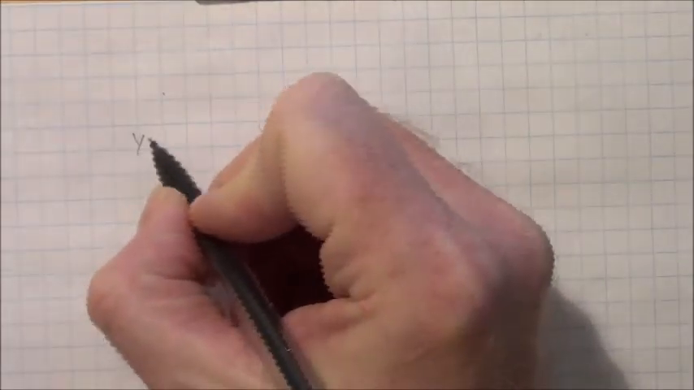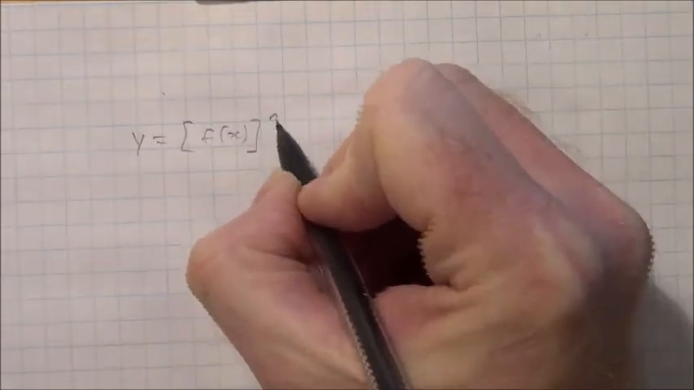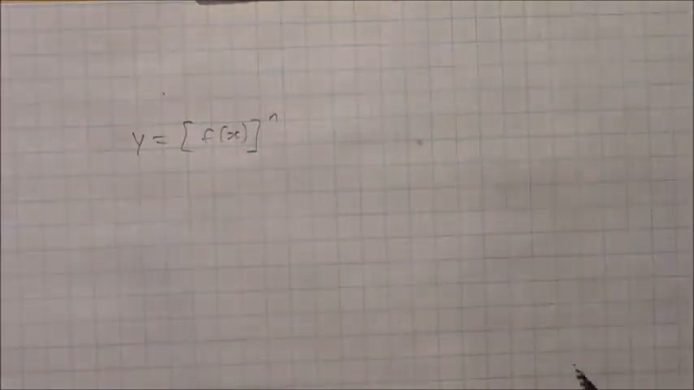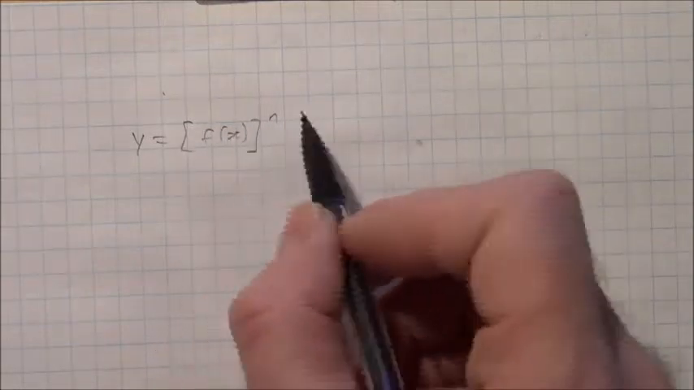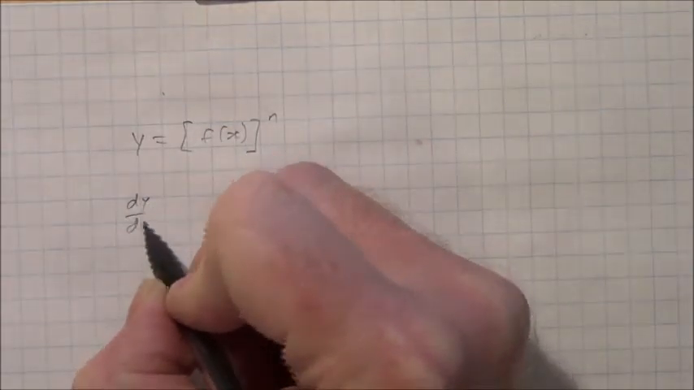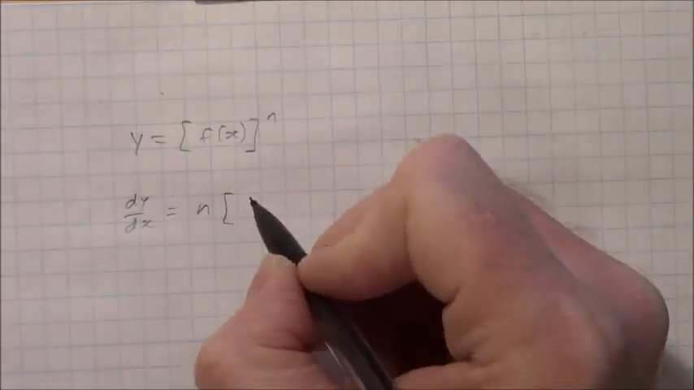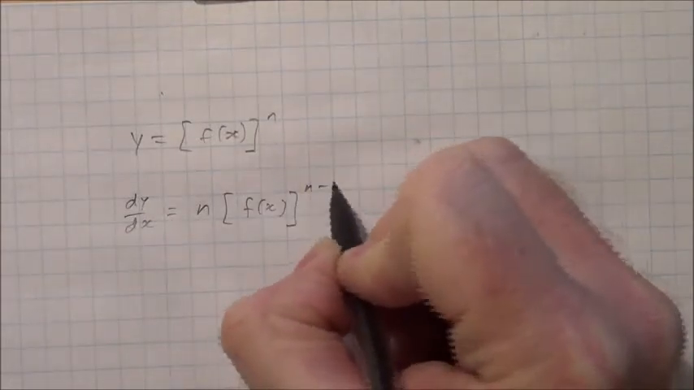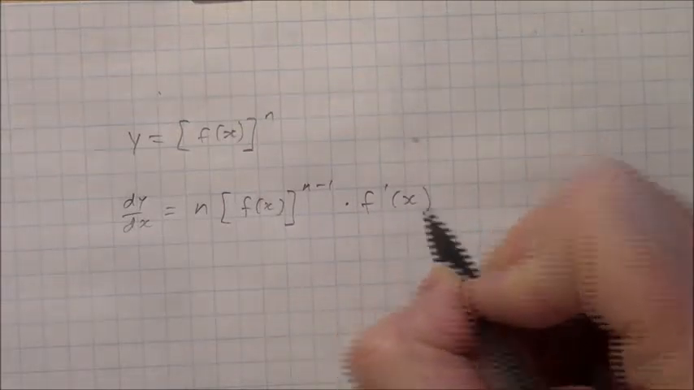If you have a function y equals f of x all to the power n, so we don't know what f of x is necessarily, but that whole function is to the power n, so it's a composite function. So dy by dx is going to be n multiplied by that function f of x to the power n minus 1, multiplied by f prime of x.